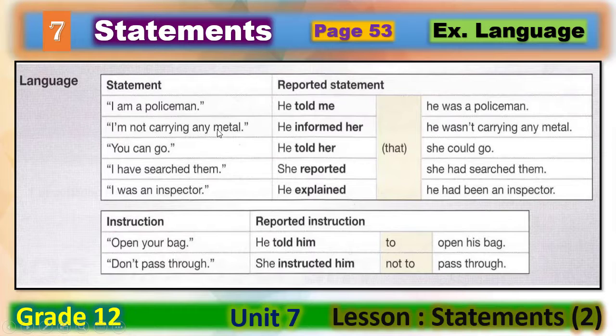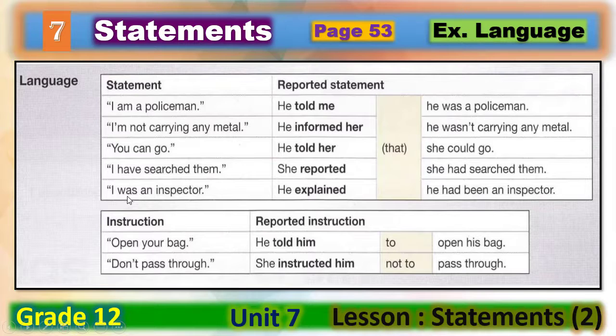I'm not carrying any metal. He informed her that he wasn't carrying any metal. You can go. So we will change it into reported speech. He told her that she could go. The past of can is could. I have searched them. So we will change the present have into past had. She reported she had searched them. I was an inspector.